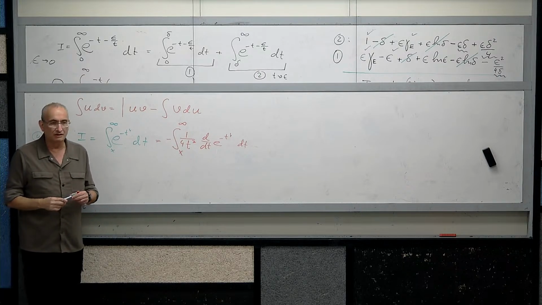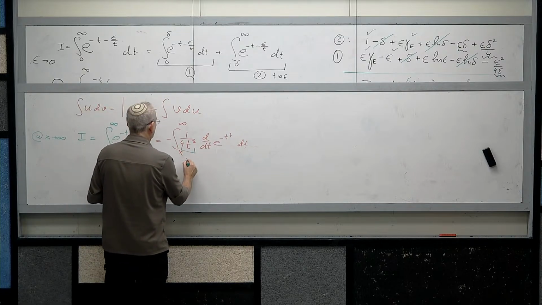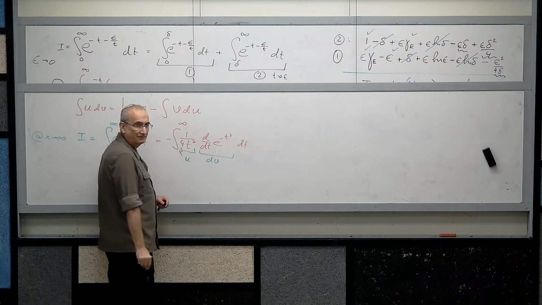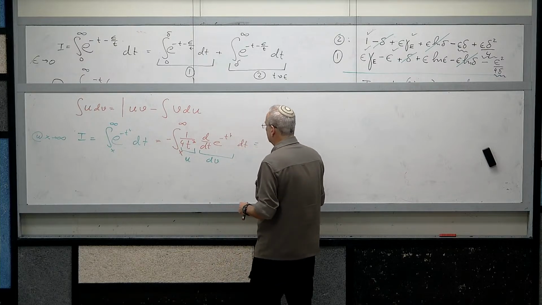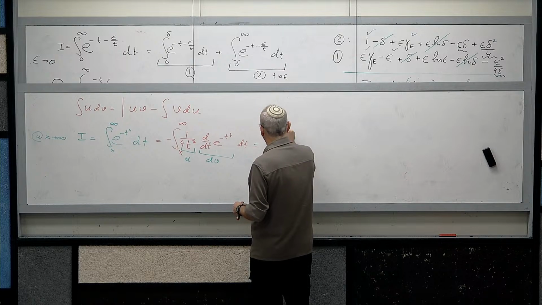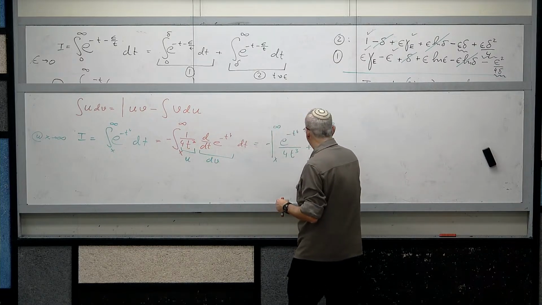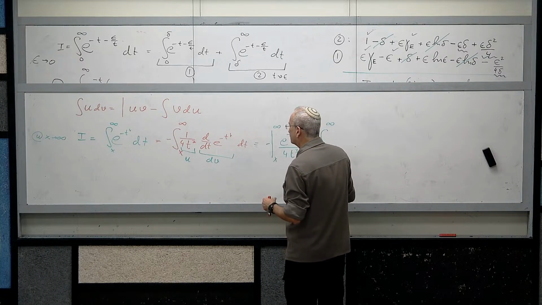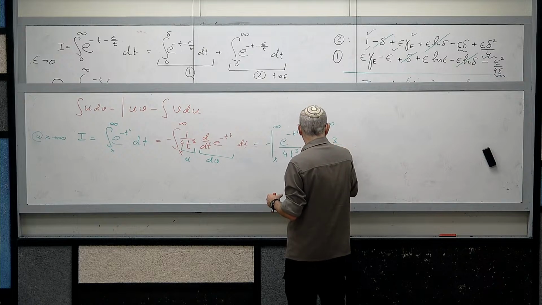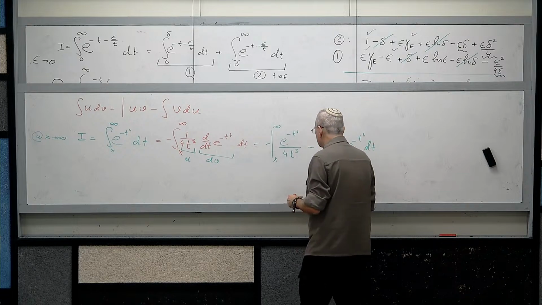Okay, why is this algebraic manipulation useful? Because now I can define this as u and this as dv, and I will claim that this is equal to minus, evaluated from x to infinity, e to the minus t to the 4 over 4t cubed, plus the integral from x to infinity of, okay, now I have to take the derivative of this, and the derivative of this will give me another minus, I guess, and I have to take the derivative of t, so I will have 3 quarters times t to the 4 e to the minus t to the 4 dt. Do you agree with me?